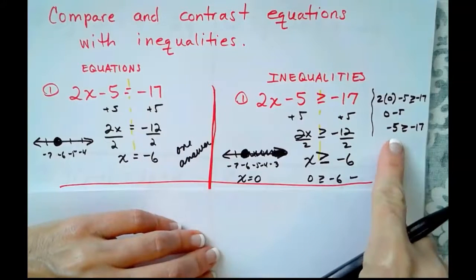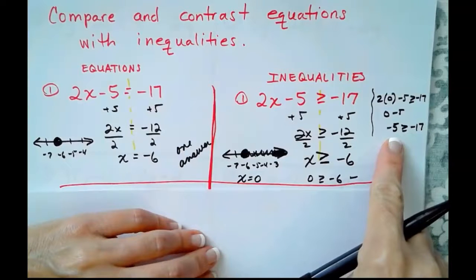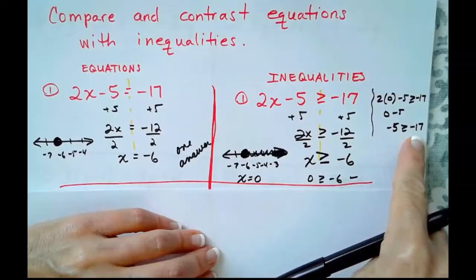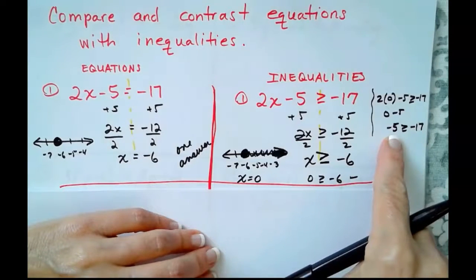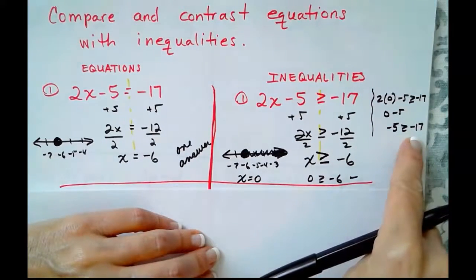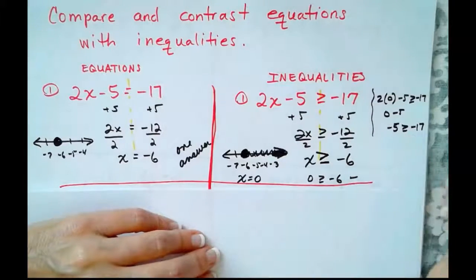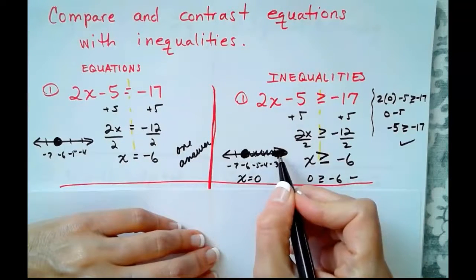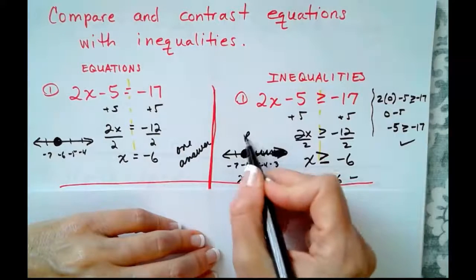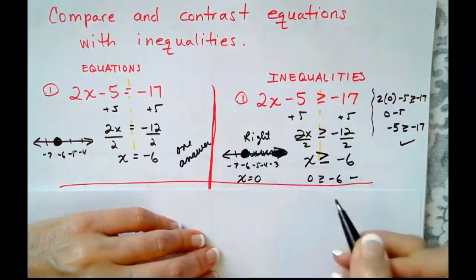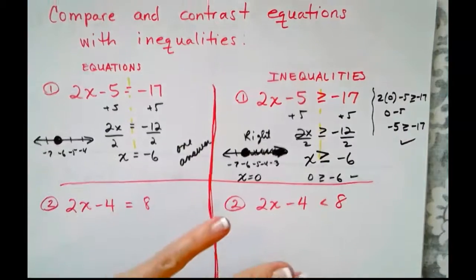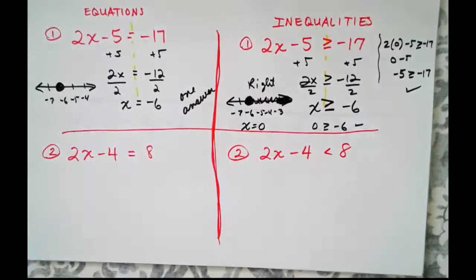If you're a little bit confused, think about it. Would you rather owe someone $5 or would you rather owe someone $17? Negative 5 is a greater number than negative 17. This is farther to the left. So this is a bigger number, so it's true, so it works. Every single number that's in that shaded region to the right of negative 6 will continue to make this a true statement. Let's keep going and let's move a little faster.